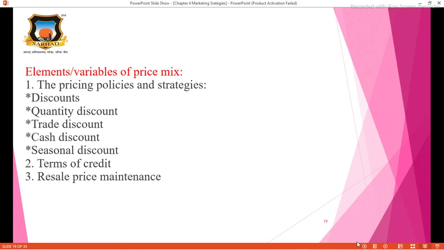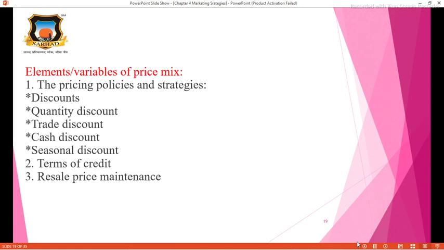The next is a cash discount. A cash discount is the deduction given from the invoice price granted to all those who clear their bills within the desired time limit.